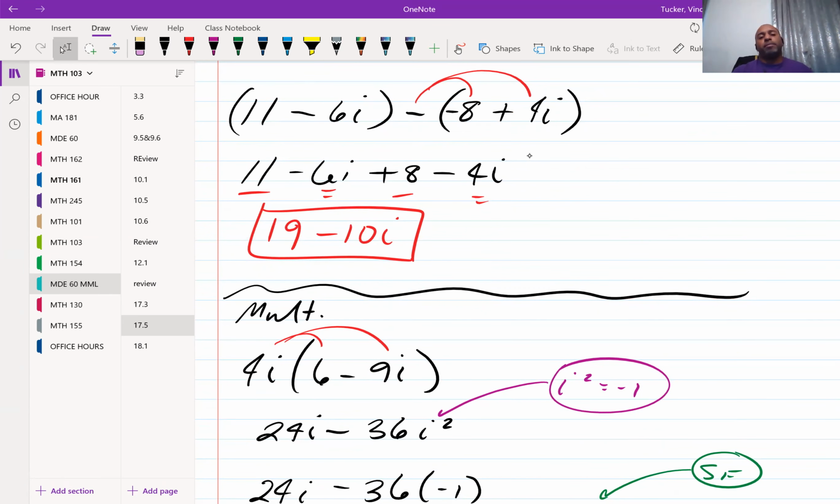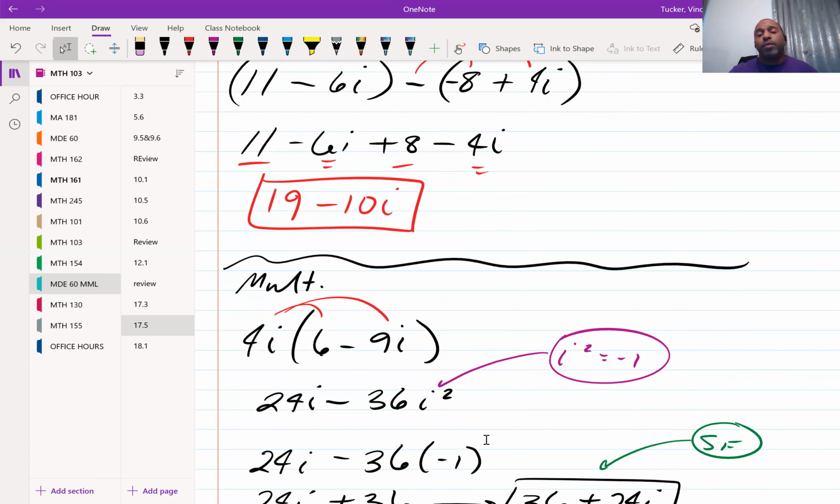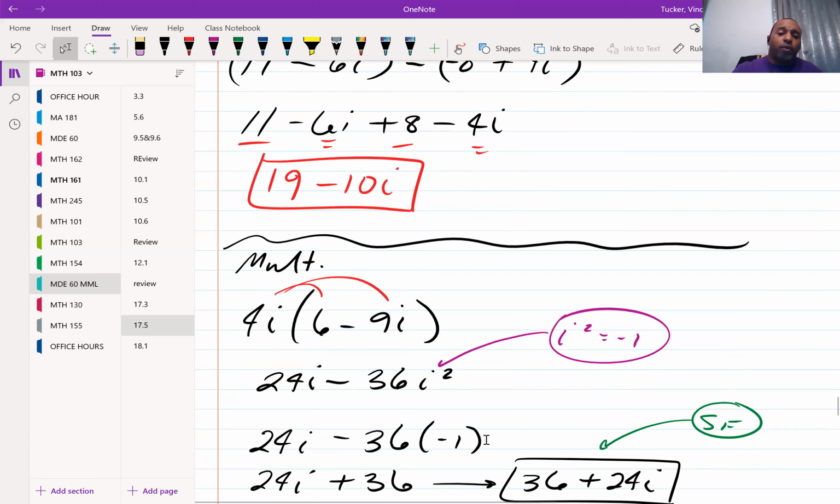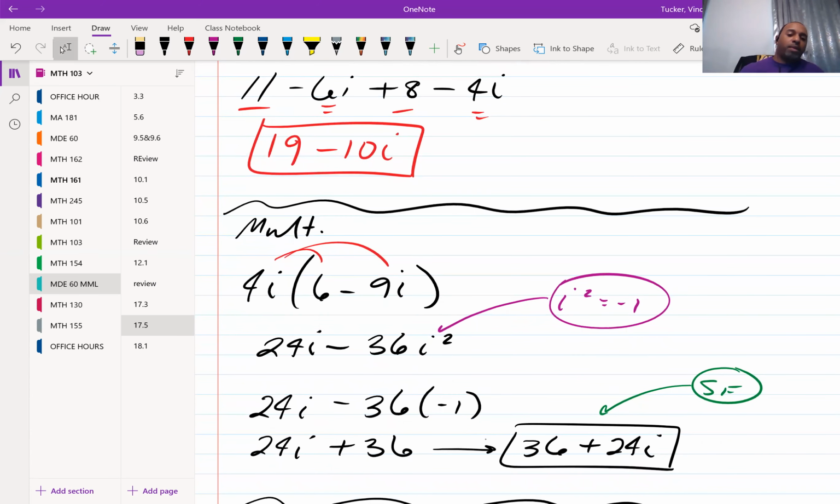All right, next we want to multiply. We have 4i times 6 minus 9i. So 4i times 6 is 24i. 4i times negative 9i is negative 36i squared. Just like we mentioned before, i squared cannot be a part of your final answer because it simplifies to negative 1. So now we have 24i minus 36 times negative 1, which will give you positive 36. So we have 24i plus 36.